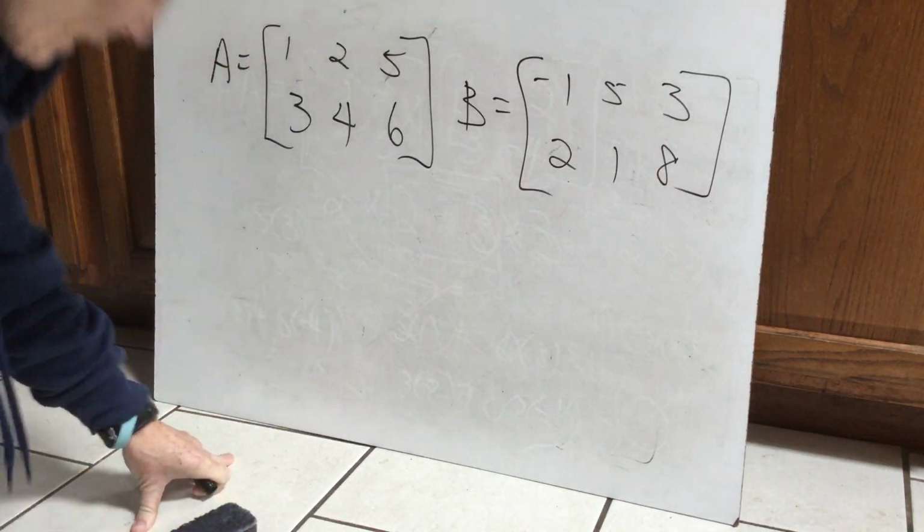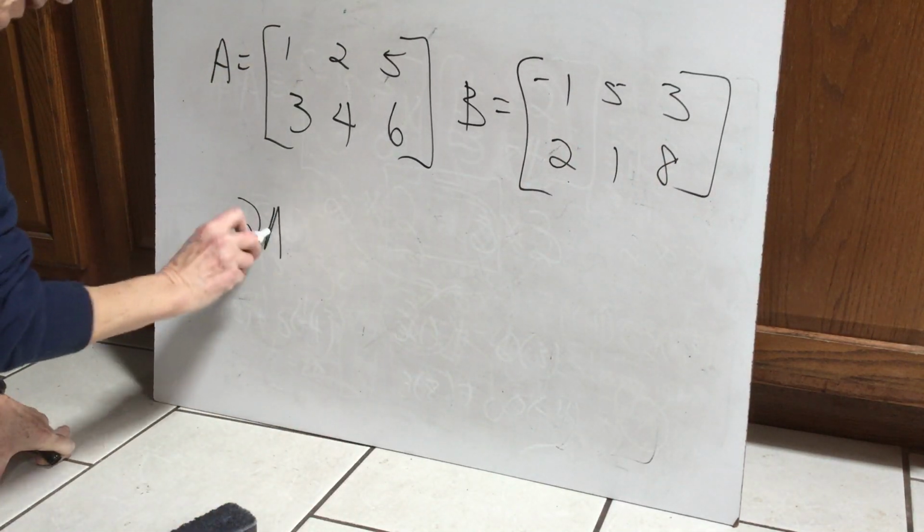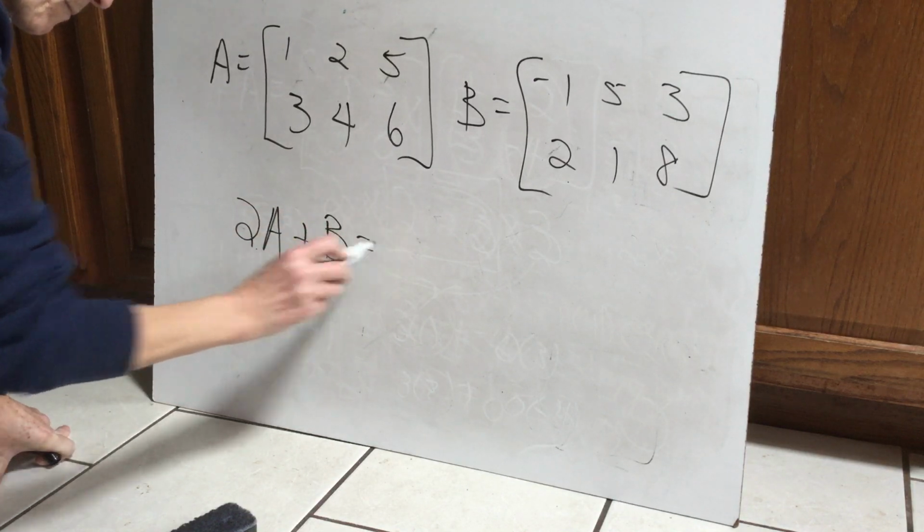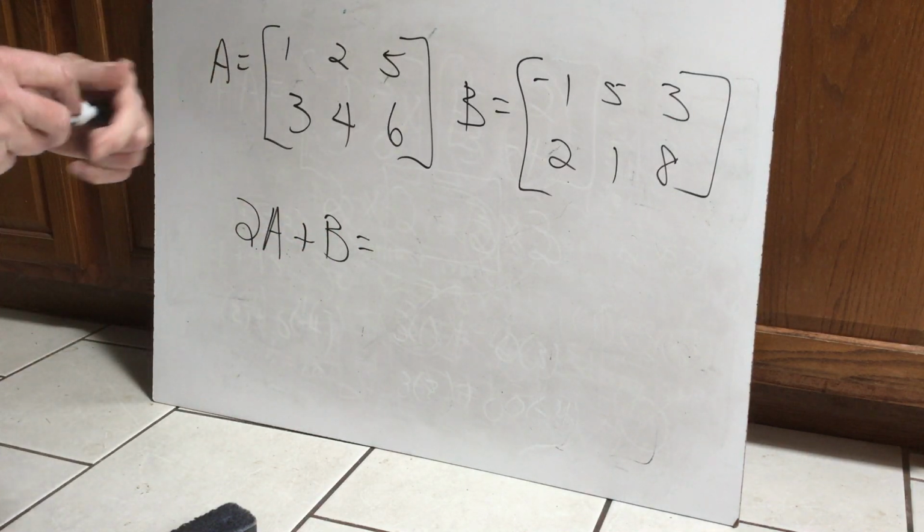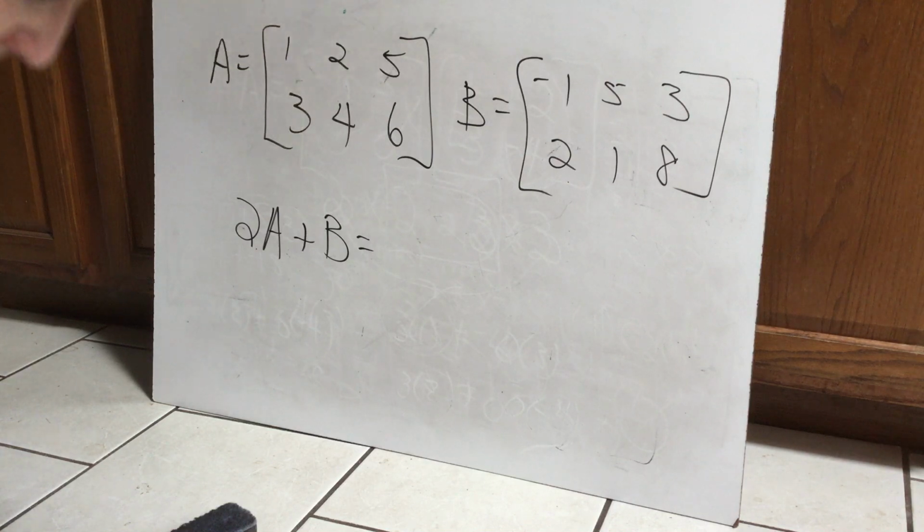All right, so let's see. First of all, let's do 2A plus B. So here are our matrices, and we're going to do 2A plus B. Now, before you get too far into this, the first thing you probably ought to figure out is, are you even going to be able to do this problem? Are these matrices going to be able to be added? Well, what's the rule for addition? You remember? In order to add matrices or subtract matrices, they have to have exactly the same dimensions.